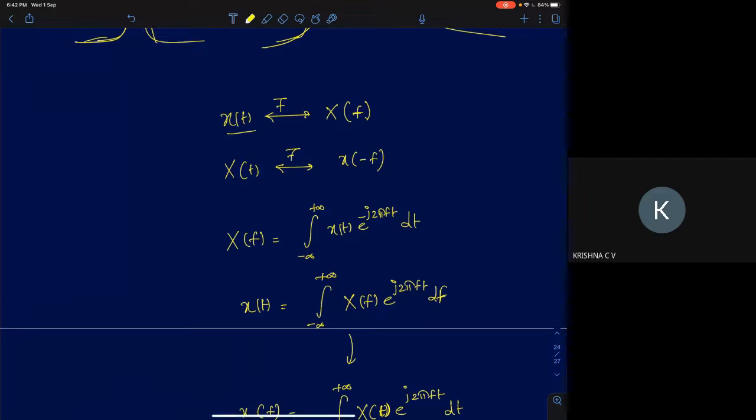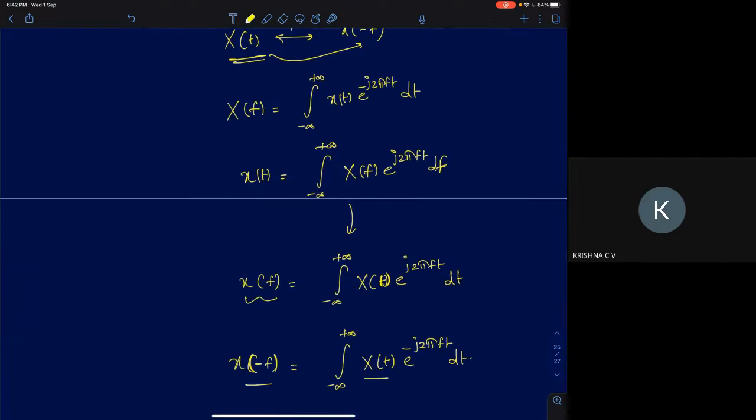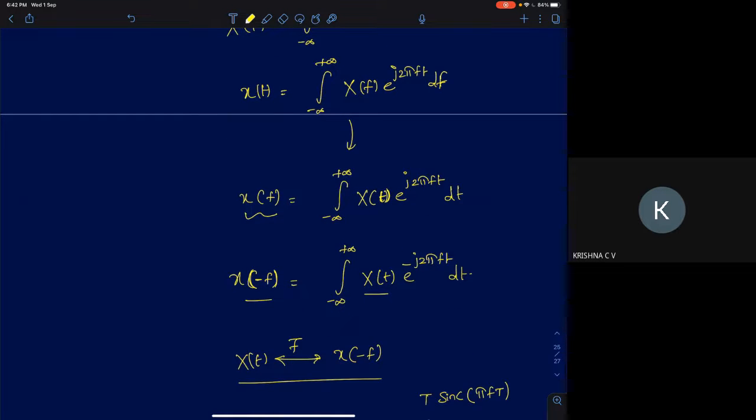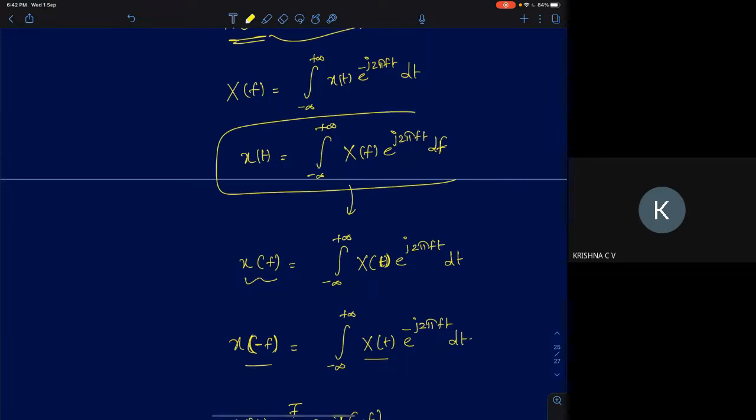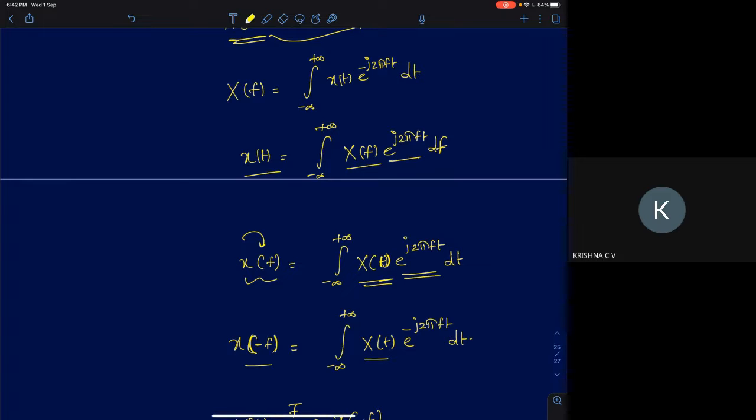If x of t has a Fourier transform of X of f, capital X of t will have a Fourier transform of x of minus f. That can be readily proven by starting with the synthesis equation, where x of t is given by integral X of f e power plus j 2 pi f t df. What we will do is we'll just substitute f equal to t on both the sides. So you get x of f equals integral of capital X of t e power plus j 2 pi f t dt. Just f and t are interchanged, it's just a variable, we interchange that.